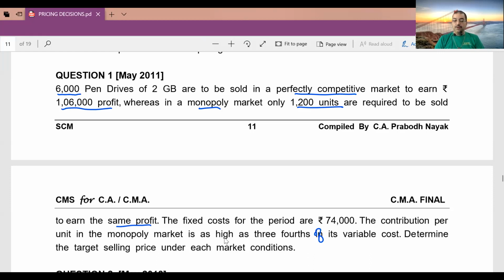Now, if you look at the problem, they have given you the details of the monopoly market. They have not given you details of the competitive market, because they have given you contribution is as high as 3/4 of the variable cost. So let us see how to solve the monopoly market first, and then we'll go back to the perfectly competitive market.